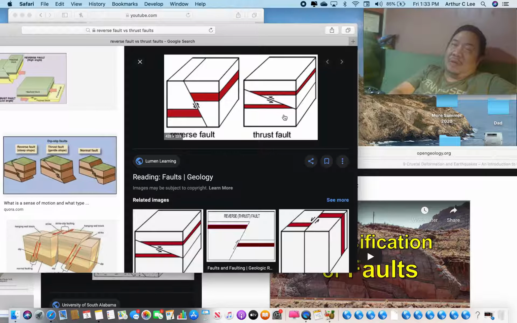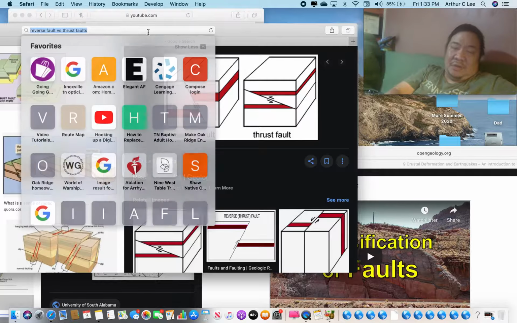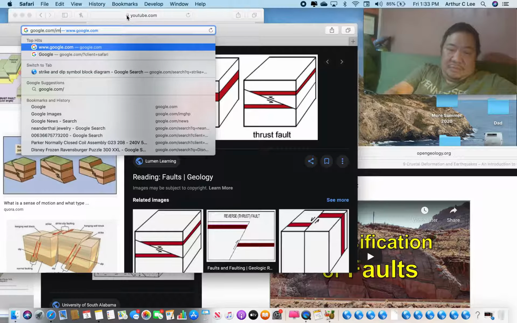Here the hanging wall also moves up, but notice the difference. The angle of the fault plane is not steep. It's at a lower angle from horizontal, if this is horizontal. So back in the 80s, we used to call thrust faults low angle reverse faults, but now we call them thrust faults. So thrust faults is just a special type of reverse fault. They also form by compressional stress at convergent plate boundaries. Now let's take a look at strike slip faults.